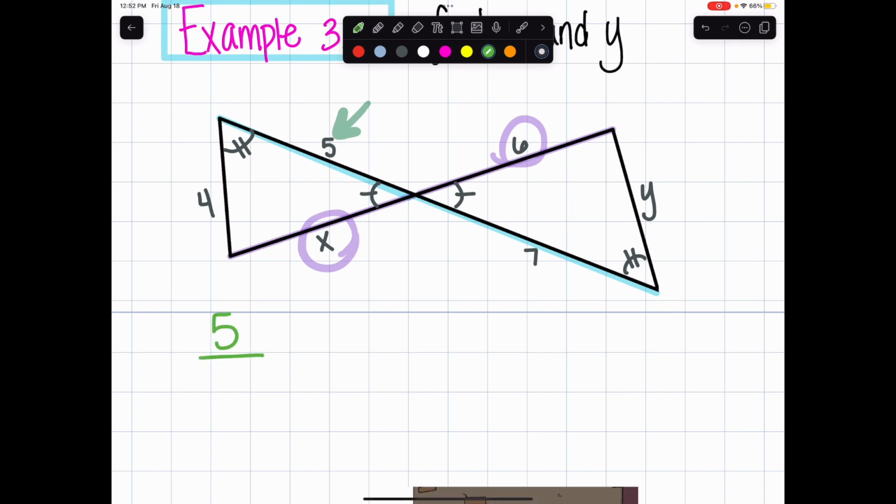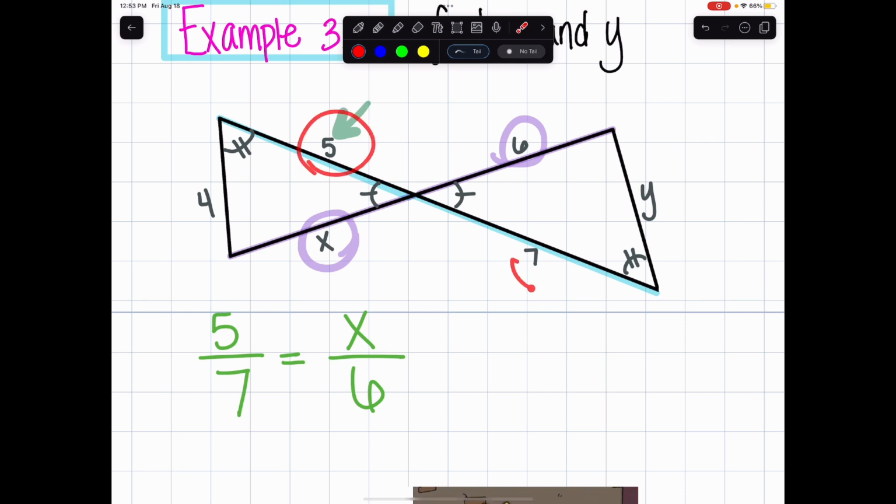And that is compared to the same wall on the right. If we compare it to the same wall on the right, that's going to be a 7. So 5 is to 7 as x is to 6. Does that make sense? We're using the same corresponding wall. 5 is to 7 as x is to 6. Now we just need to cross multiply and find the x.